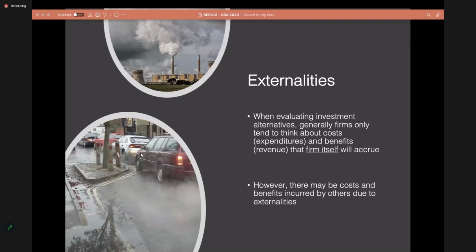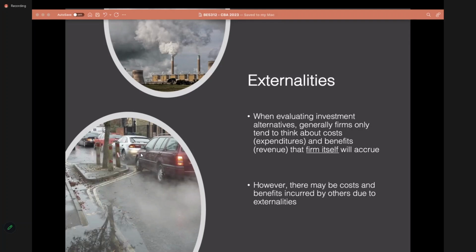So most of the time in the private sector, when we are evaluating an investment opportunity, we only consider the costs and the benefits to ourselves. So imagine, okay, I'm going to build a house or build an apartment complex. If you're doing a financial appraisal of this investment idea, what you will consider is what will be the costs I have to incur, what will be the benefits I will get.